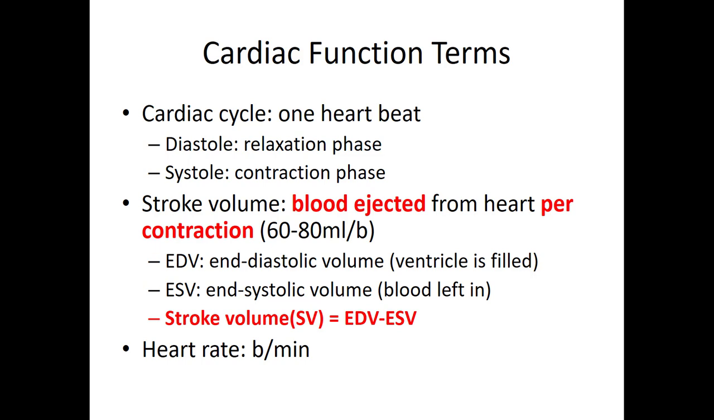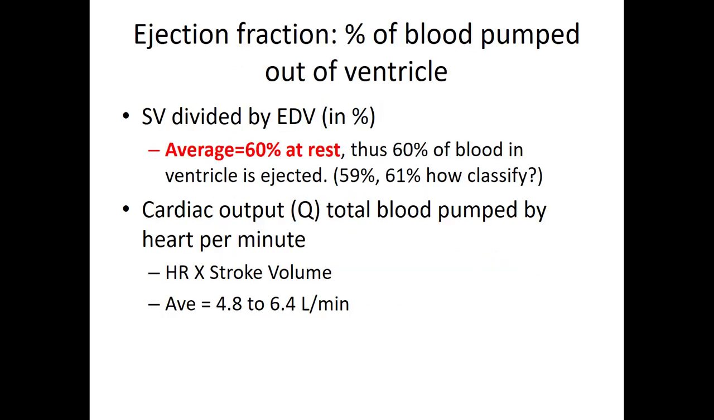And heart rate, the unit is beats per minute. Stroke volume divided by EDV is the ejection fraction, the average is around 60%. So at rest, 60% is average. Thus, 60% of the blood in the ventricle is ejected. But how about 59% and 61%? How can we classify? Even 1%, we can say below average or above average, even 1%. So this is important, right? Like 61% is above average, 59% is below average.